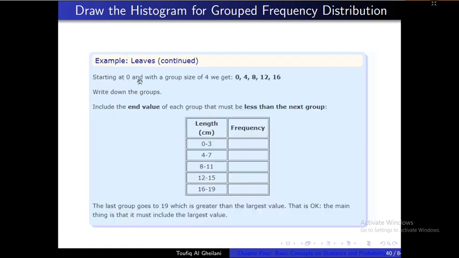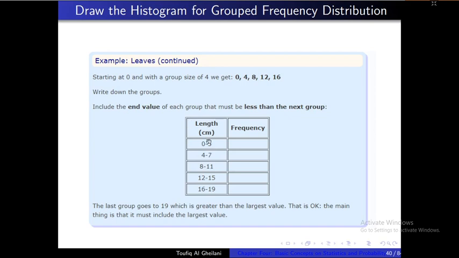Starting at 0 and with a group size of 4, we get 0, add 4, 4, add 4, 8, add 4, 12, add 4, 16. Write down the groups. Include the end value of each group, which must be less than the next group. So 0, 4, 8, 12, 16.